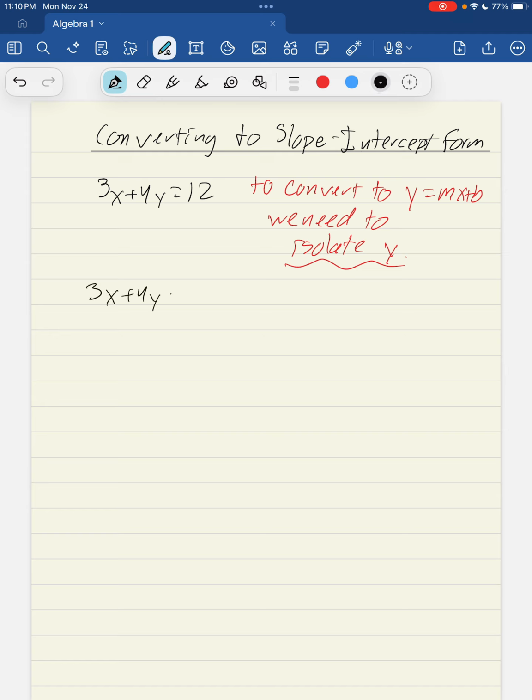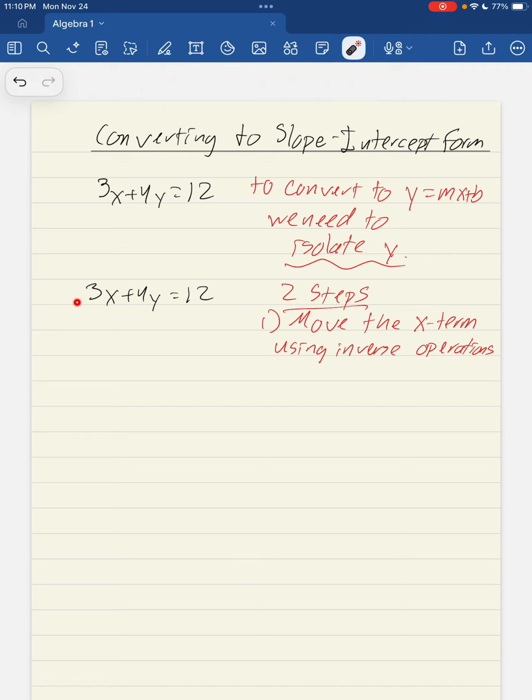3x plus 4y equals 12. All we do is two steps. We first move the x using our inverse operations. So how it would look is I need to move this whole term right here. I want to move that to the other side. How do I move a positive 3x? Well, opposite of positive is negative. So I'm going to minus 3x from both sides.